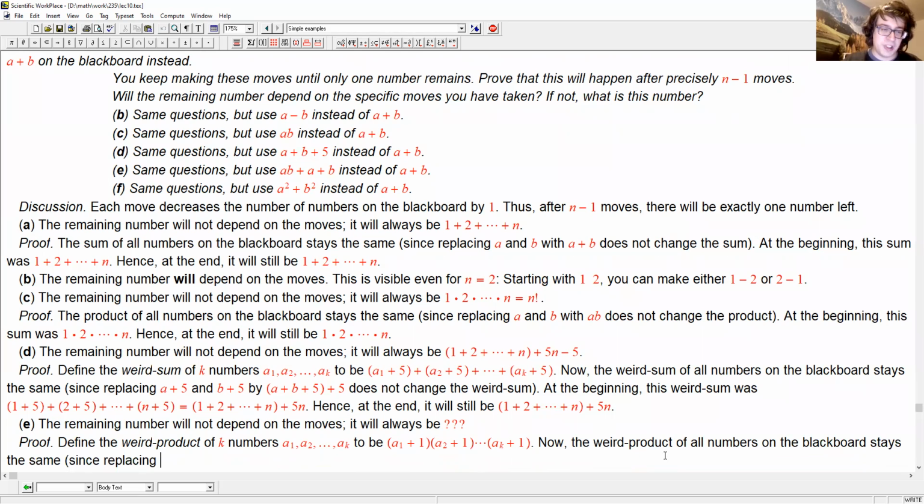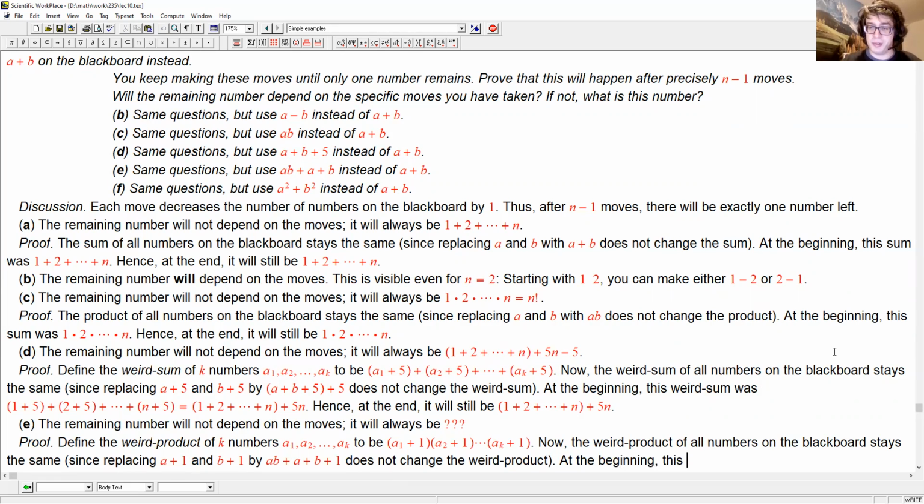Why? So what happens when I make a move? I have two factors that are a plus 1 and b plus 1. I throw them away, and what I get instead is I take this thing here and add 1 to that. And I claim that this does not change the weird product. Why not? Because this is precisely what you get if you multiply a plus 1 by b plus 1. Just expand it, you're going to see. So all I've done is I've consolidated two factors into one.